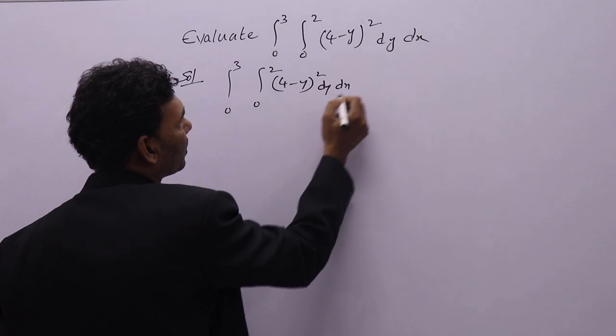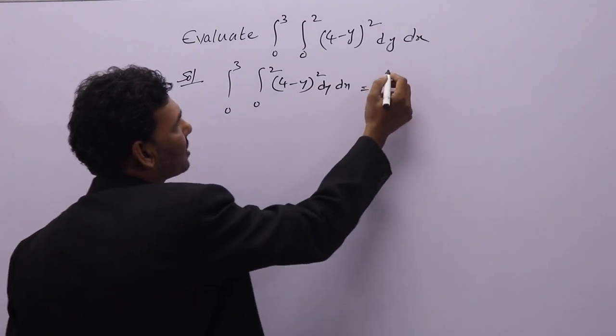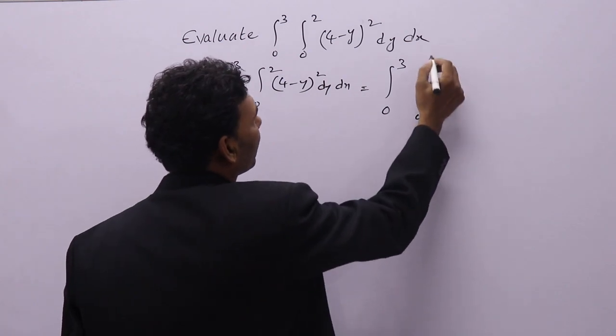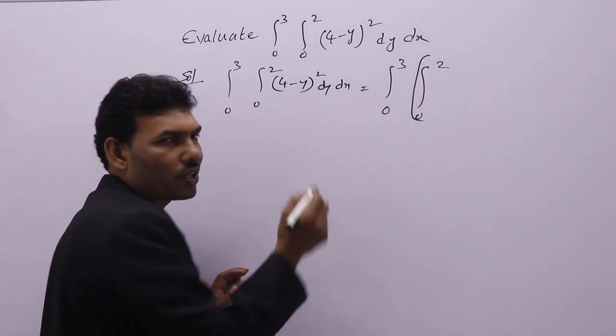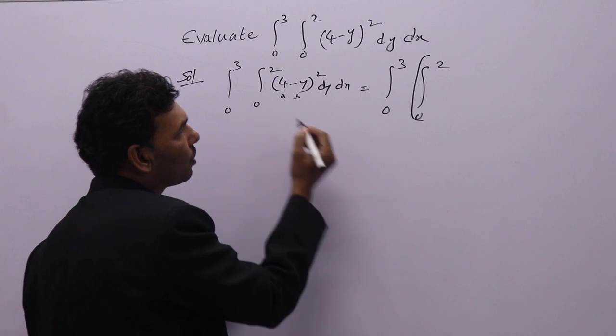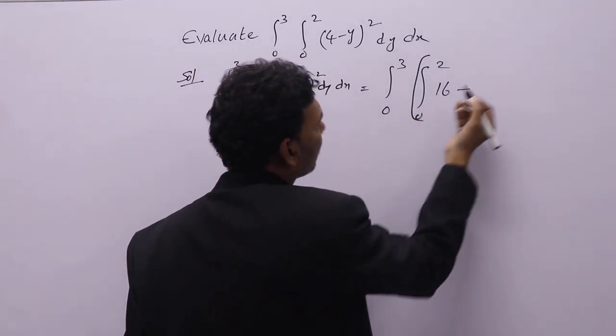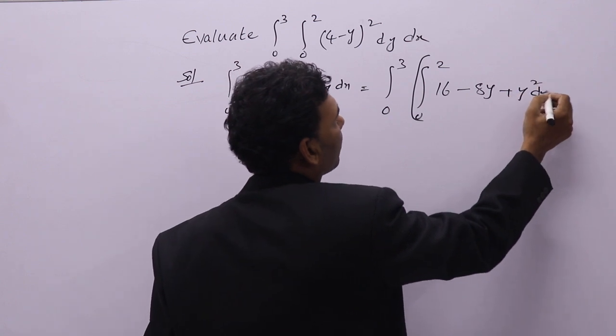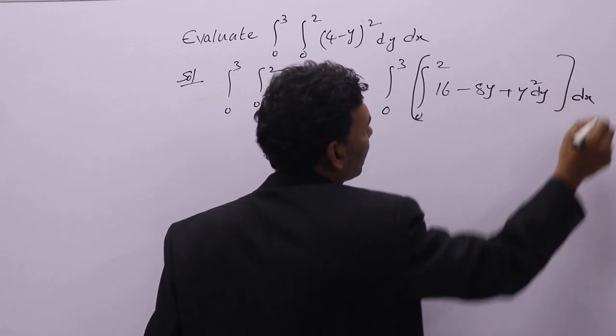Now I am evaluating in the given order, like this. First with respect to y, next with respect to x. Like this I am going to evaluate. Integral 0 to 3, integral 0 to 2. I am expanding this one using the (a minus b) whole square formula. a square 16, 2ab 8y, plus y square, dy dx.